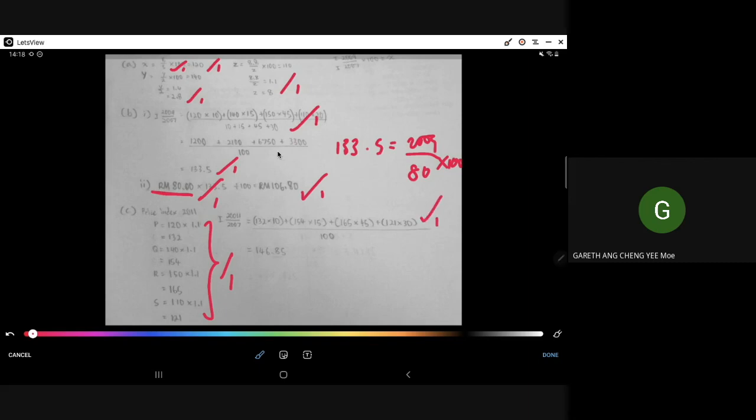And then we do the composite index thing, and then you list it. It will be 133 times 10 plus 154 times 15 plus 165 times 45 and plus 121 times 30 and divide by 100, and then you will get 146.85. Okay.